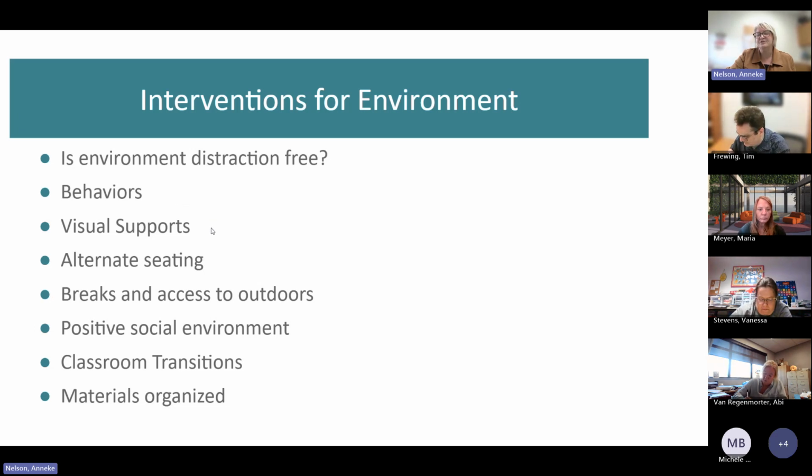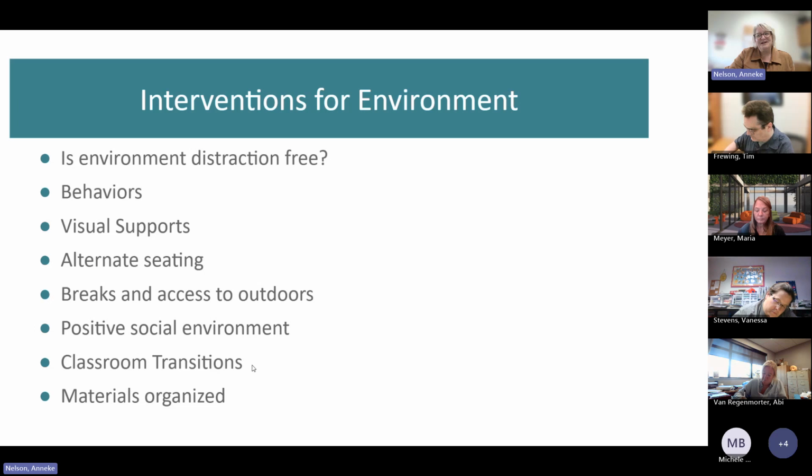Do we need to add some visual supports or offer some alternate seating? Are students getting enough breaks? And is the social environment positive? Do we have a good culture in our classroom that students want to come and learn and feel accepted?